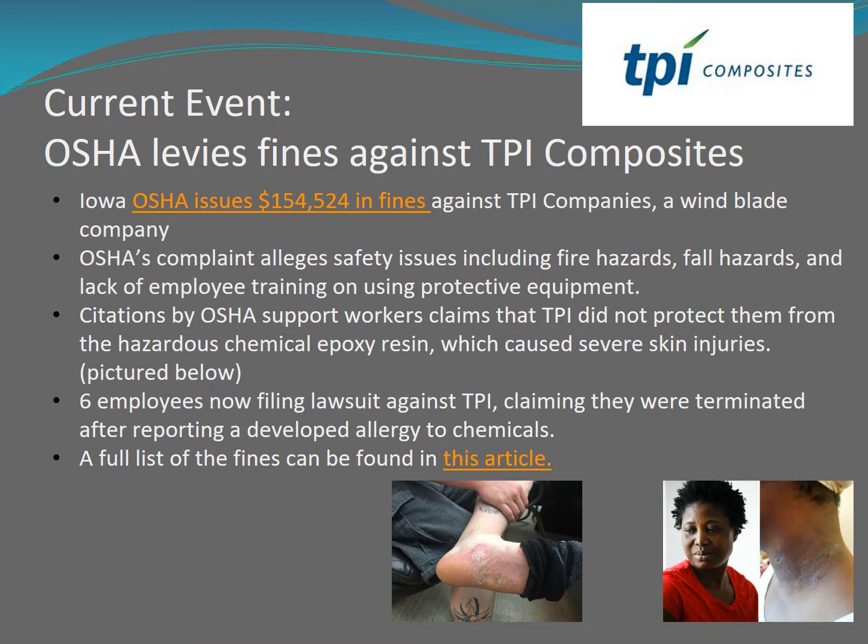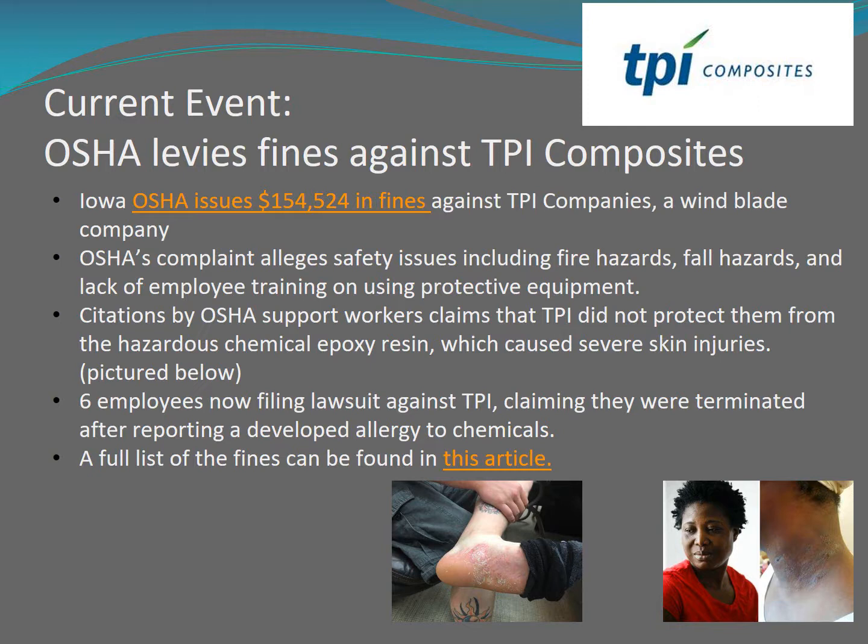To show an example of how OSHA levies fines when they find violations, let's look at a recent current event involving OSHA and TPI Composites. The Iowa OSHA office issued $154,524 in fines against TPI Composites, a company that manufactures wind blades. OSHA's complaint alleged safety issues, which included fire hazards, fall hazards, and a lack of employee training on using protective equipment. This substantiated workers' claims that TPI did not protect them from the hazardous chemical epoxy resin, which subsequently caused severe skin injuries, which you can see pictured below.